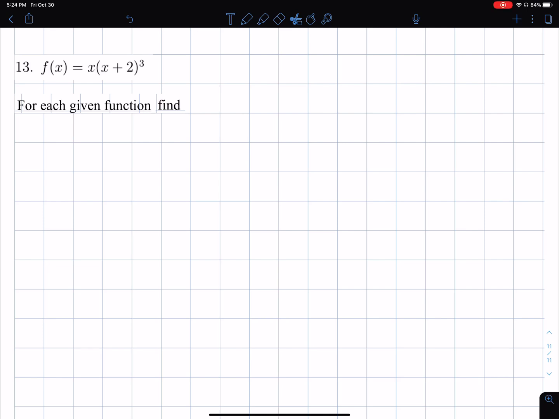Hello everyone. In this problem, we're presented with a polynomial and we are going to use derivatives to help us sketch the graph of this polynomial. All right, so I don't really have all the homework problem written down here. I'm going to do that as we go. So our goal is to sketch the graph.